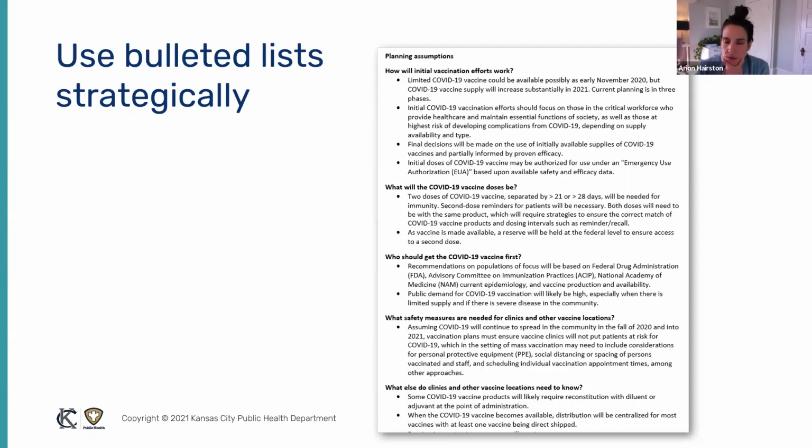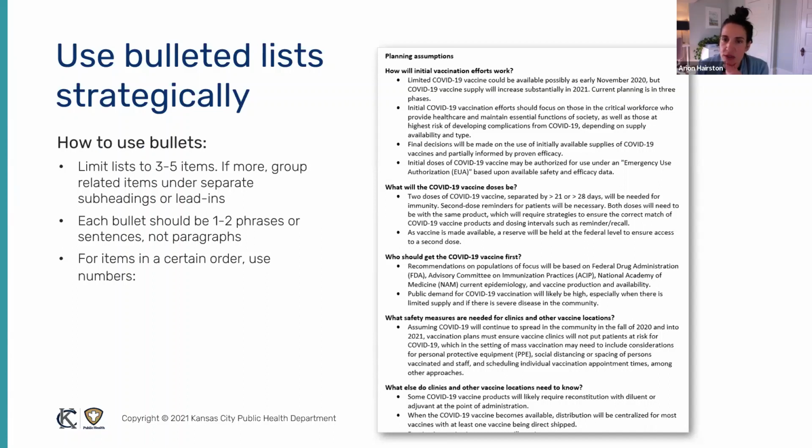And a couple tips, more specific tips about bullets. You want to limit lists to 3 to 5 items. There's a reason phone numbers are broken up by 3 and then 4 numbers. That's based on a lot of brain science from a long time ago. People tend to kind of max out how much information they can remember and process at about 3 to 5 items. So if you're getting a longer list, you want to see how can I break this up into further smaller lists? Each bullet should be 1 to 2 phrases, not paragraphs.